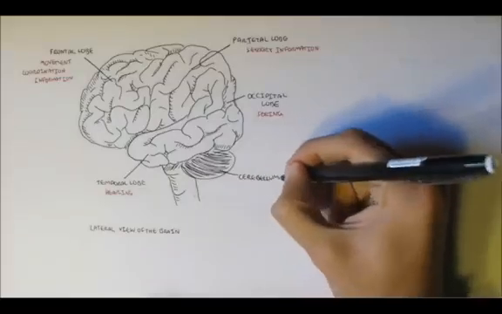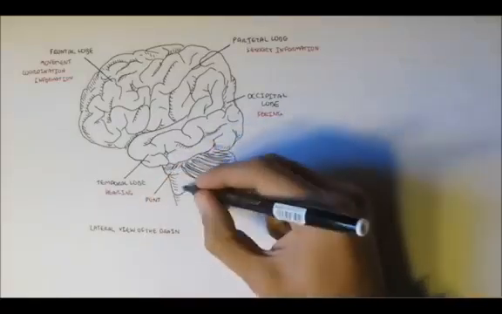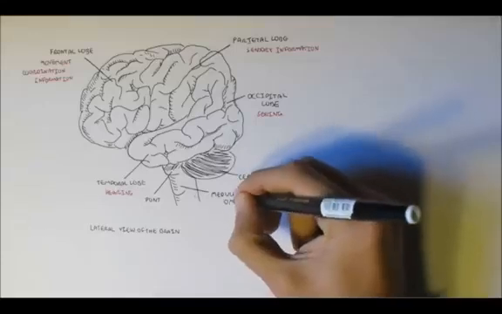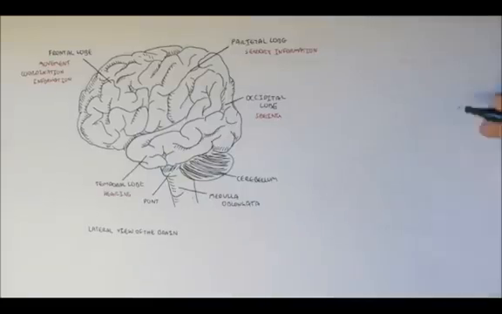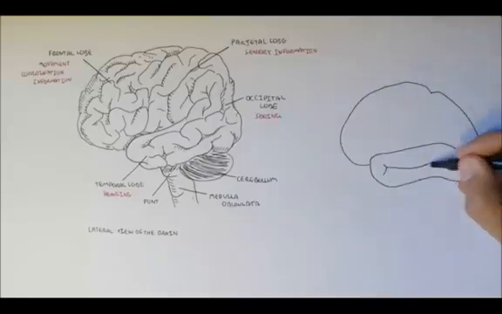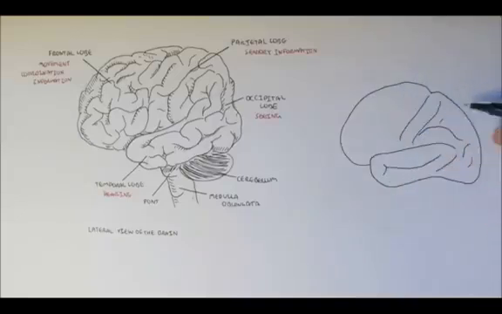Other important structures in this diagram are the cerebellum, pons, and medulla oblongata, which we will look into more closely later on. But for now, let's look more closely at the four lobes and some associated areas. Just a brief overview. So here's a simplified diagram of the brain.